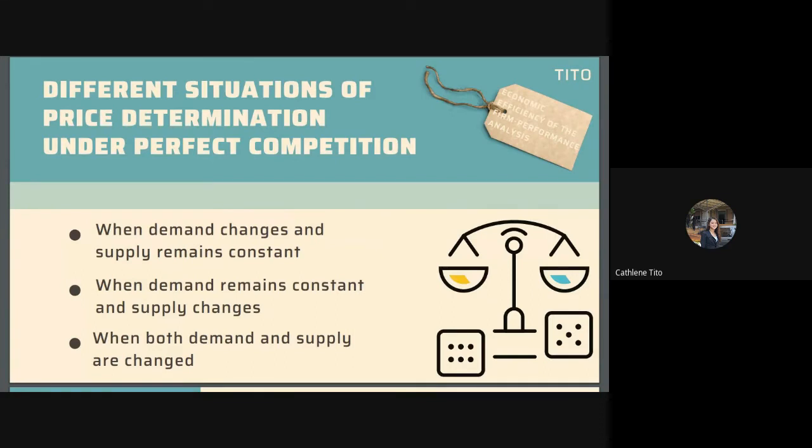So in a perfectly competitive market, there are different situations of price determination. One is when demand changes and supply remains constant. Another is when the demand remains constant and supply changes, and when both the demand and supply are changed. Separate diagrams of these three will be presented in the next slides.